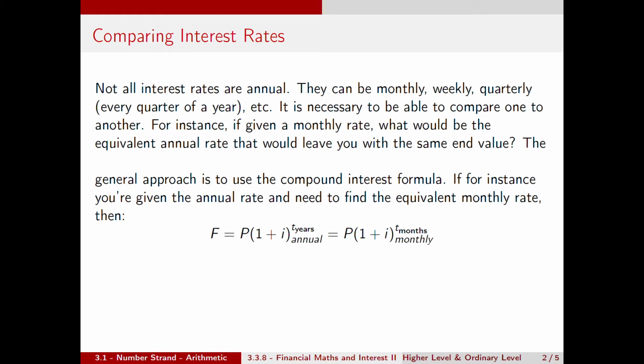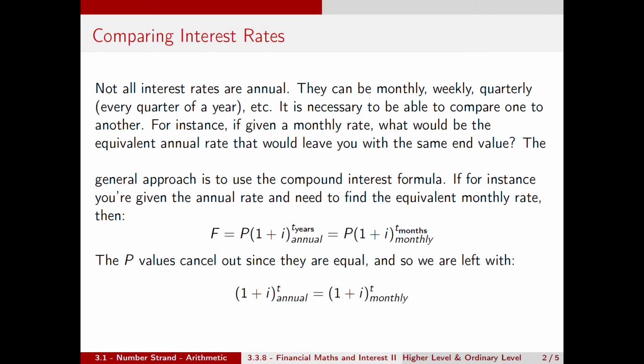For instance, if you're given the annual rate and need to find the equivalent monthly rate, then we saw that F is equal to P times (1 plus i) to the power of t, which in previous examples was yearly. But that is also equal to P times (1 plus i) to the power of t, where t is in months. It doesn't have to just be months, it could be weekly or quarterly, etc. So the P values could cancel out since they're equal, and we're left with (1 plus i) to the power of t annual is equal to (1 plus i) to the power of t monthly.